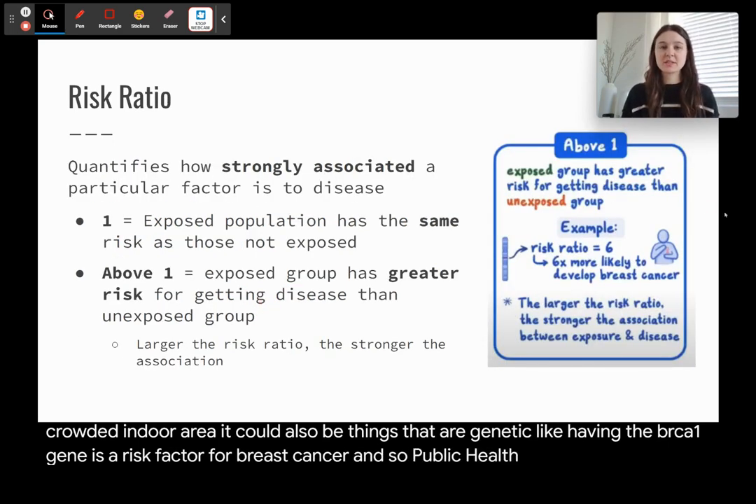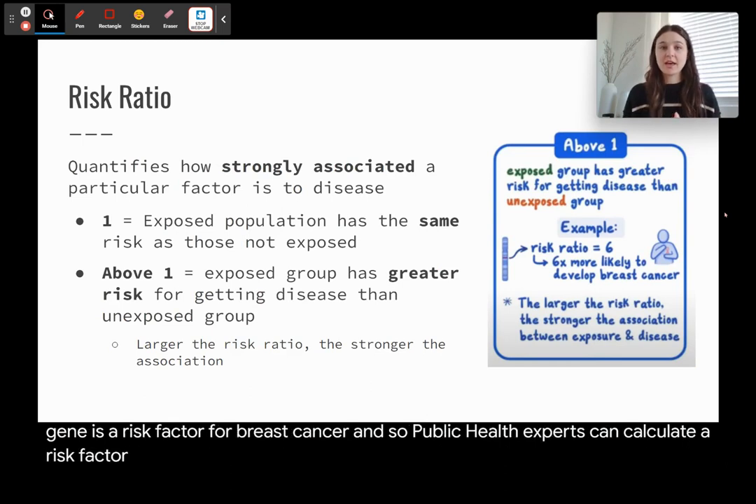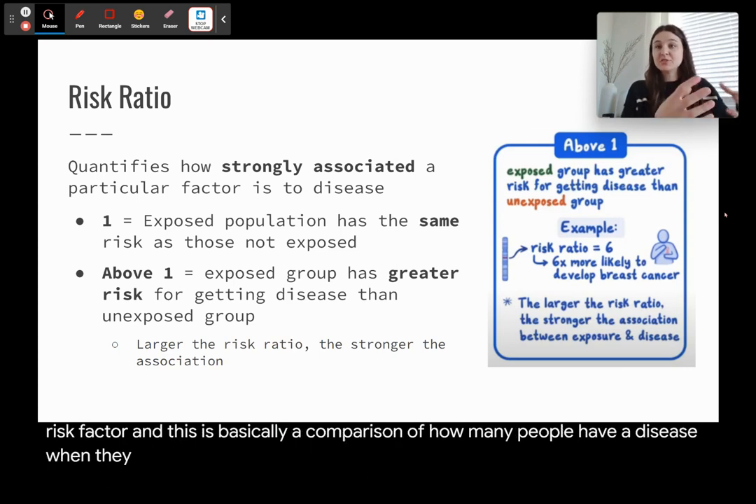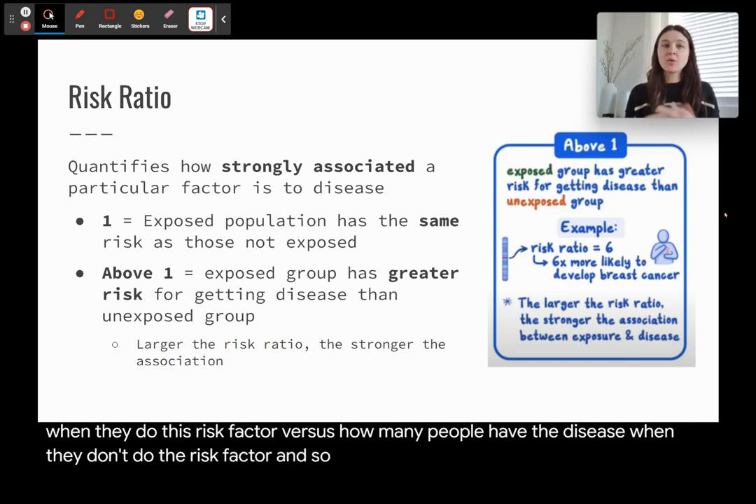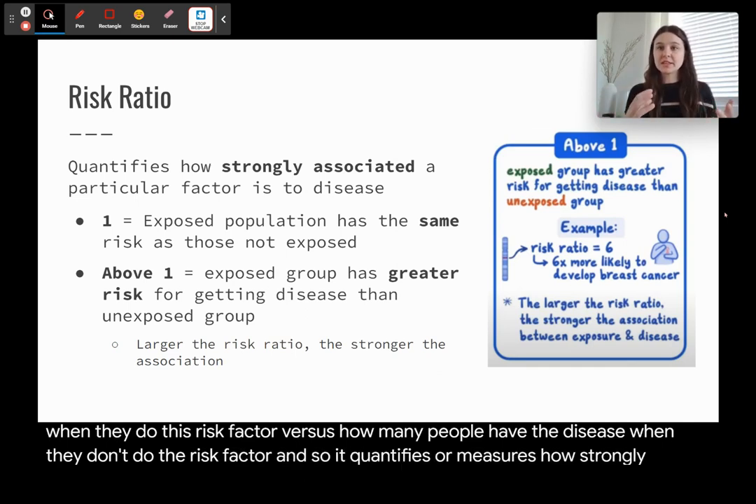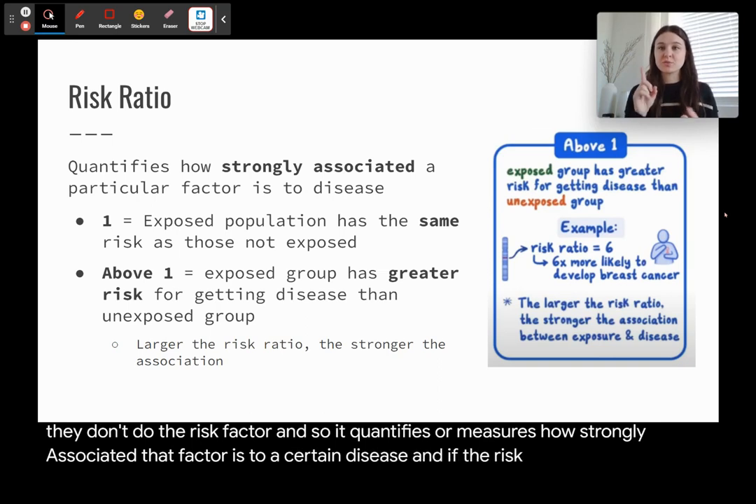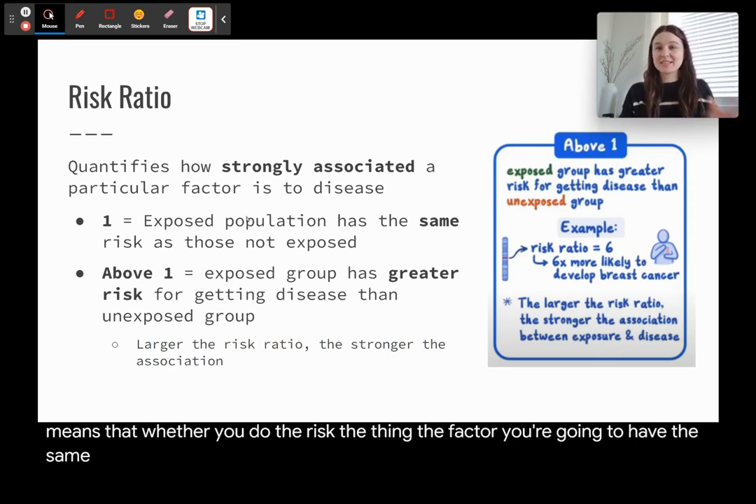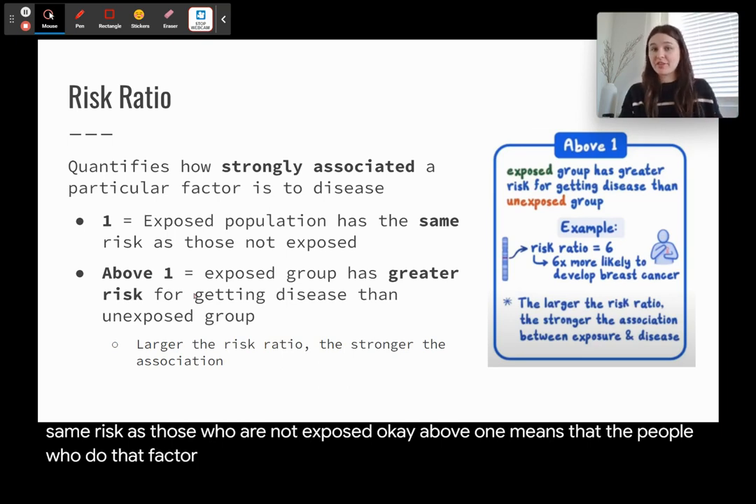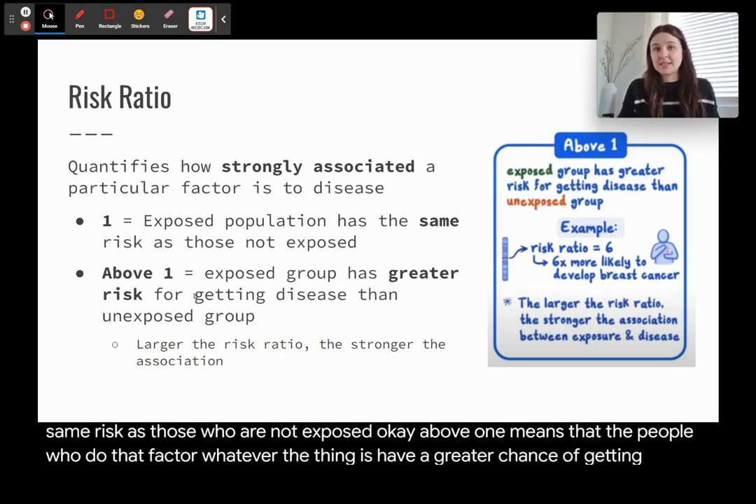And so public health experts can calculate a risk factor. And this is basically a comparison of how many people have a disease when they do this risk factor versus how many people have the disease when they don't do the risk factor. And so it quantifies or it measures how strongly associated that factor is to a certain disease. And if the risk ratio is 1, that means that whether you do the risky thing, the factor, you're going to have the same risk as those who are not exposed. Okay. Above 1 means that the people who do that factor, whatever the thing is, have a greater chance of getting the disease than those who don't.